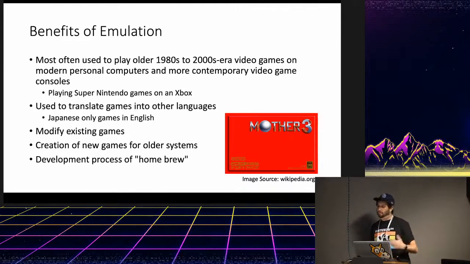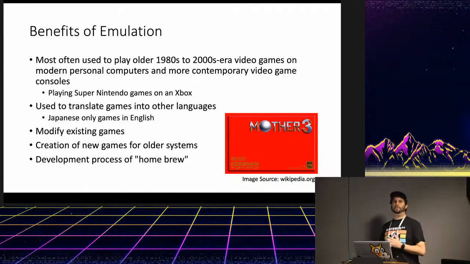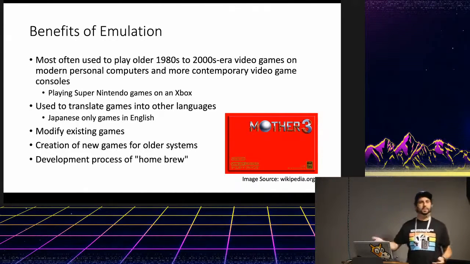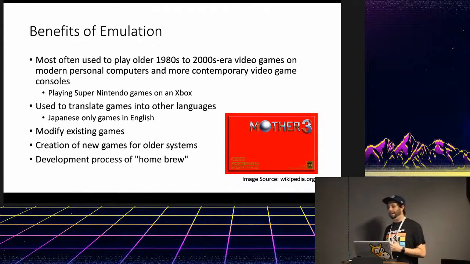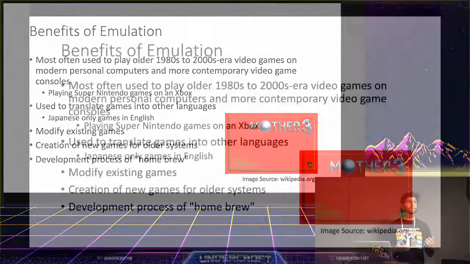The other big one I really like, and this actually is something that I looked into, is translated games that never were released in your country. I put up a picture here of Mother 3, and it's actually better known in America as Earthbound, a very popular classic Super Nintendo game. And the third variation of this game was never released in America. It was only in Japan.